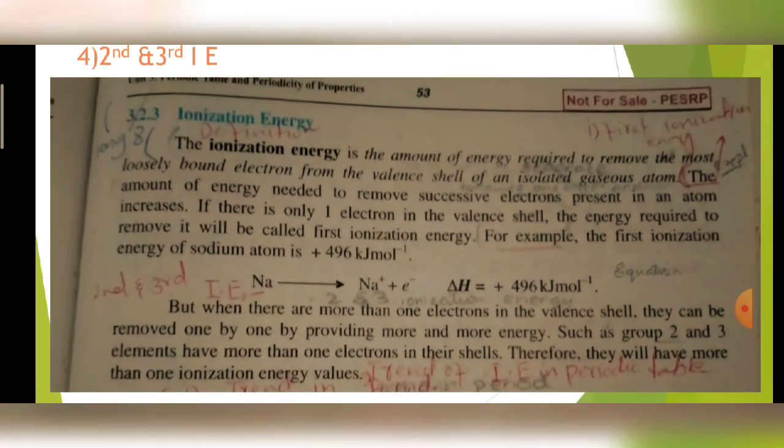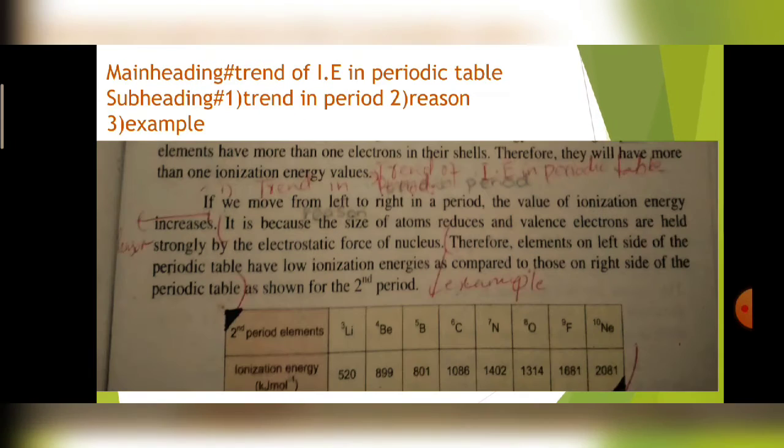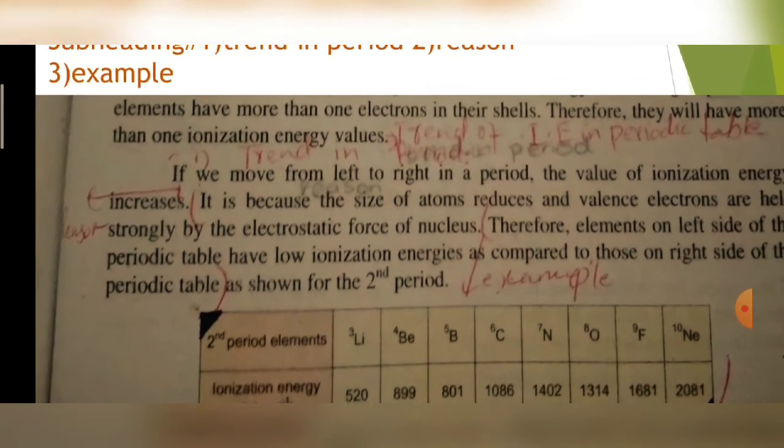And next, we will discuss the trend. The main heading is trend of ionization energy in the periodic table, and the subheading is trend in period. Trend in period starting from here. If we move from left to right in a period, the value of ionization energy increases.